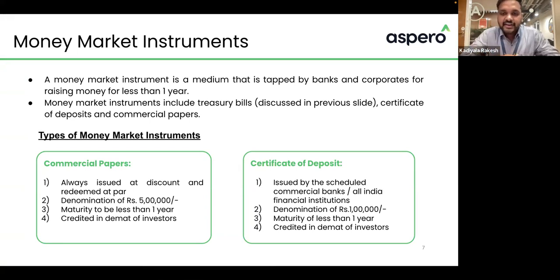And in the same way, certificates of deposit, which are issued by commercial banks all over India or NBFCs, have a denomination of 1 lakh, where investors can invest in multiples of 1 lakh. So maturity is also just like commercial paper, which is less than 1 year. And in the same way, the securities will be credited in demat form to the end investor.